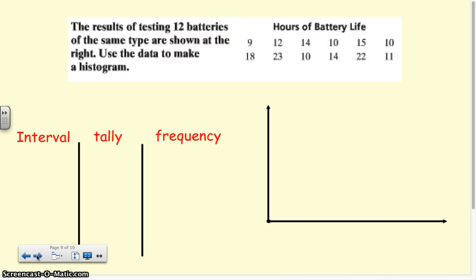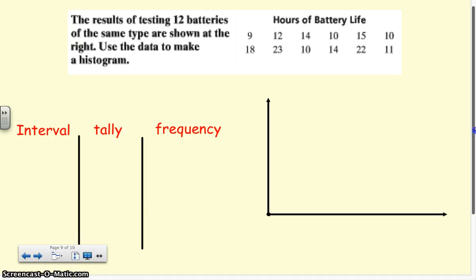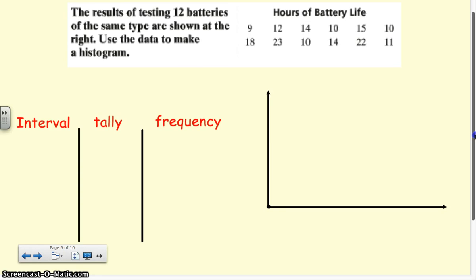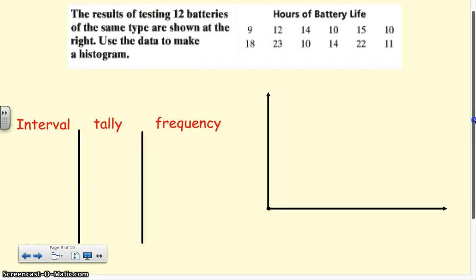All right, so we have this set of data. The results of testing 12 batteries of the same type are shown at the right. Use the data to make a histogram. Well, the first thing I'm going to do, it does say determine interval size, but before I determine interval size, I should probably know what I'm really working with. So I think the first step should be make your frequency table. So I'm looking for my smallest number. It looks like 9. And I have 9 one lonely time. And then my next smallest number is 10, 1, 2, 3 tenths.